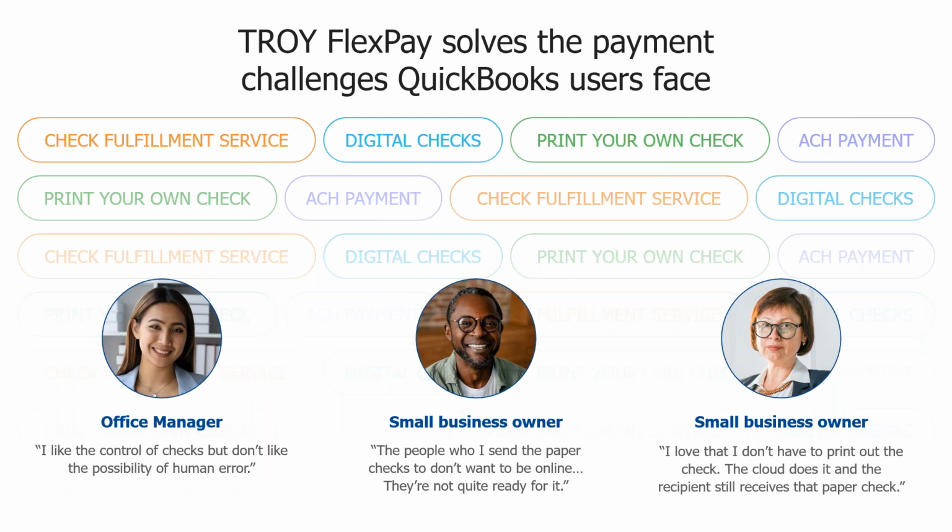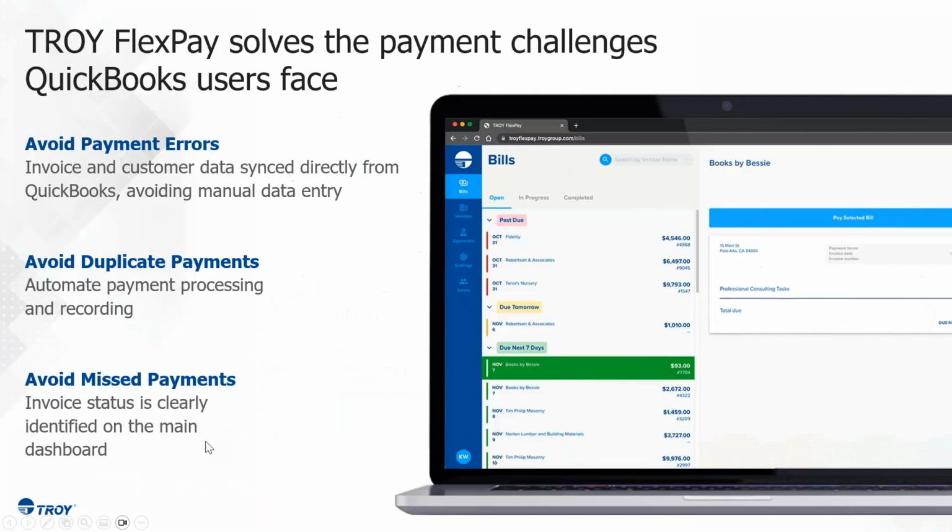Check fulfillment. I mentioned this also in our high-level overview of FlexPay. We have USPS first class, of course, 3-day ACH, as well as digital checks. Digital checks may seem slightly confusing or misleading, but the point of digital checks is for businesses that don't know their vendor's preference for receiving payment. We will discuss that a little further as we go through our live demonstration.